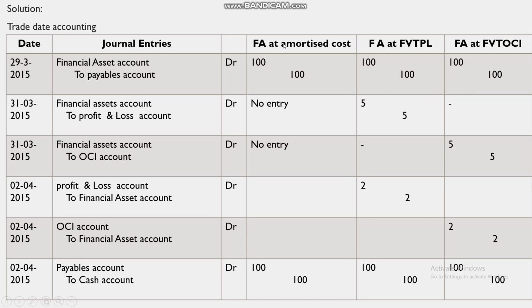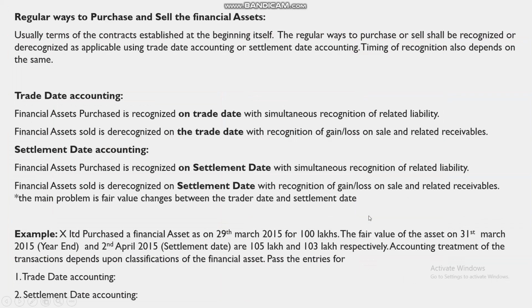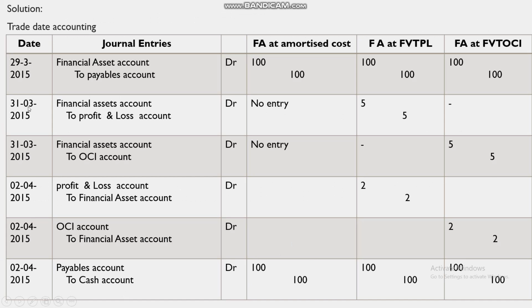So what is amortized cost? We will understand that in the next class. On 31st March 2015, what happened? The value of the asset is changed, correct? It was 100 lakhs on 29th March 2015. On 31st March 2015, at the year end, it became 105 lakh. So the entry is financial asset account to profit and loss account.